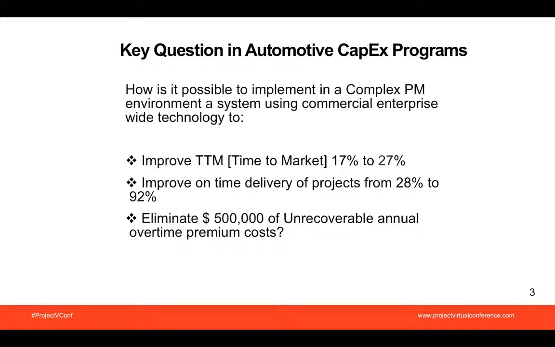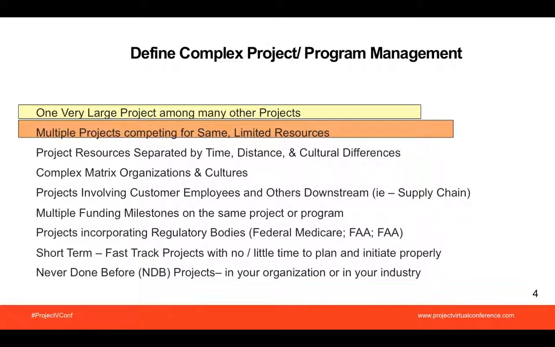So let's now define what complex program management is. You'll see here a list of 9 major causes of complex program management. The two most common ones that I have found in my experience is the yellow one at the top, one very large project among many projects, or multiple projects competing for the same limited resources. There are also many others, like time, distance, and culture, complex organizations, and funding milestones on the same project or program after it started.